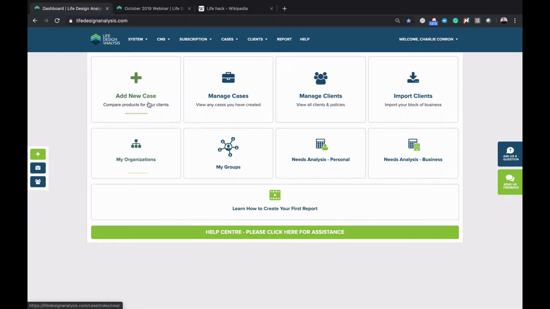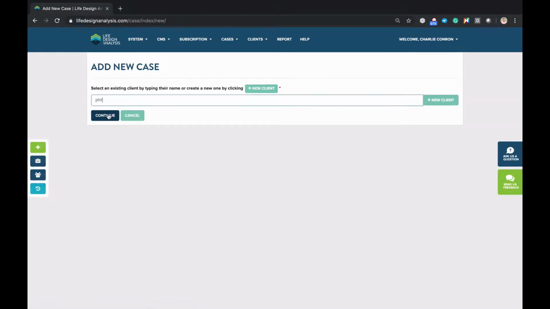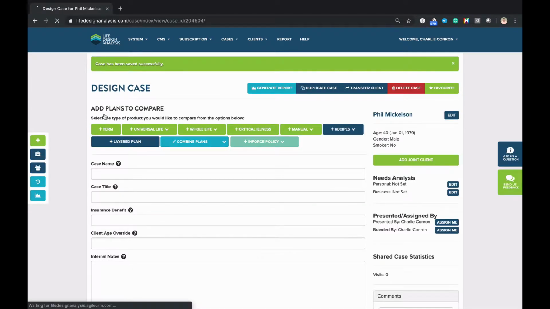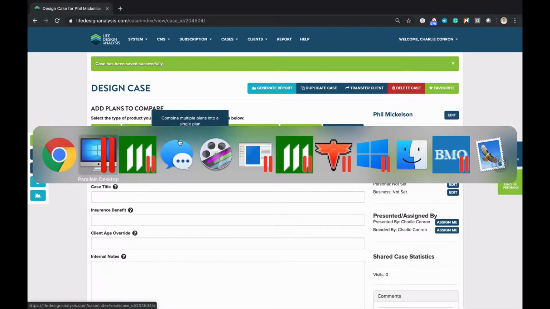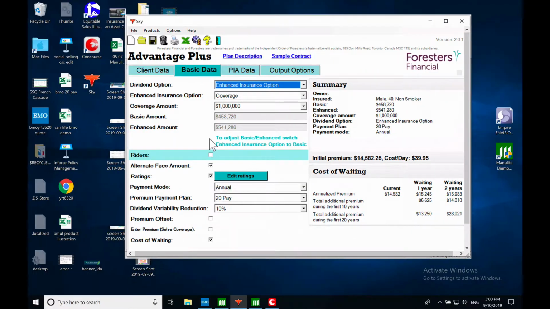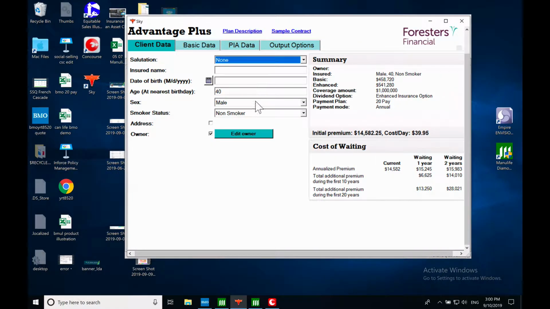All right, so my first product hack, I'm going to be working on a Forrester's example. Client Phil Mickelson here. This is my standard 40-year-old male sample case. Now, this really works on any client that you're working with that has a rated case. And essentially what I'm going to be working with, and I'm going to flip over here to my illustration platform, is, again, a 40-year-old male who has a rating.